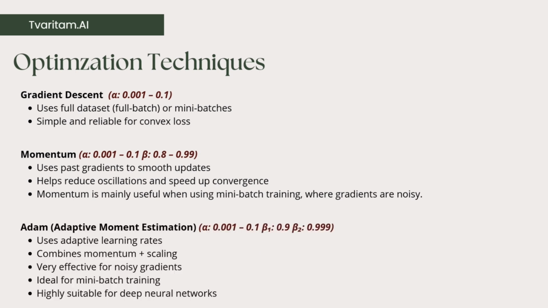Adam optimizer is one of the most widely used optimizers when it comes to deep learning, that is neural networks. It combines momentum and adaptive learning rates, so each parameter gets its own step size. This makes Adam very effective for noisy gradients, ideal for mini batch training and highly suitable for deep neural networks. However, for simpler models, it might not be necessary. You can still go with gradient descent, but in most neural networks, Adam is the default that we go with.